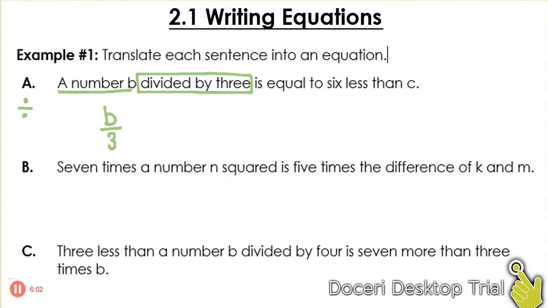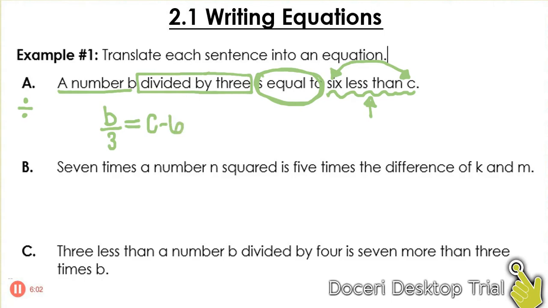So we have B divided by 3 is equal to, means we are going to use an equal sign. So it is now an equation because we have an equal sign. And then we have 6 less than C. Less than does mean we are going to subtract, but than is a turnaround word, and so we need to make sure we turn around the 6 and the C. So we don't want 6 minus C, we really want C minus 6, and then you are finished writing your equation.